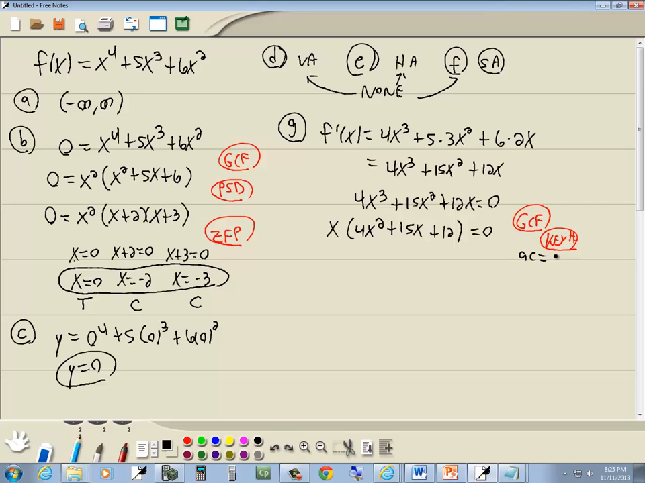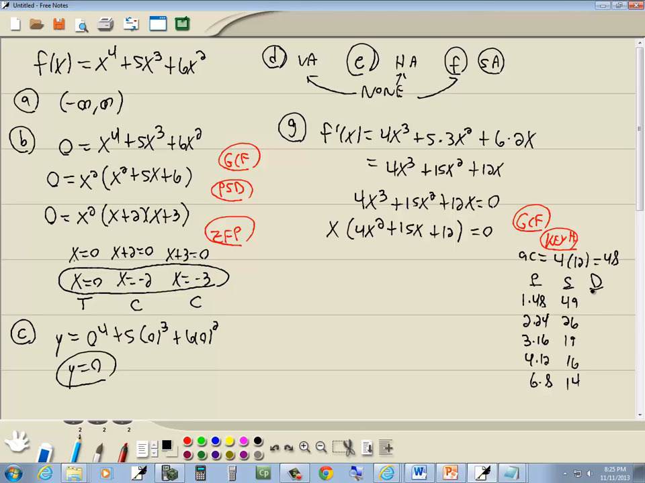Key number, we take the number at the beginning times the number at the end. So I got 4 times 12, which gives us 48. We'll come up with our 3 columns. We got 1 times 48. P is all the products that give us 48: 2 times 24, 3 times 16, 4 times 12, 6 times 8. Add these, that's the S column. 1 plus 48 is 49, 2 plus 24 is 26, 3 plus 16 is 19, 4 plus 12 is 16, 6 plus 8 is 14.